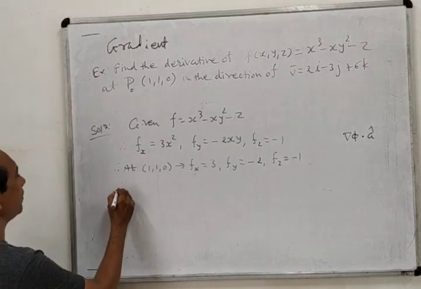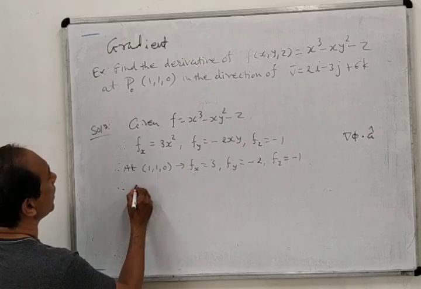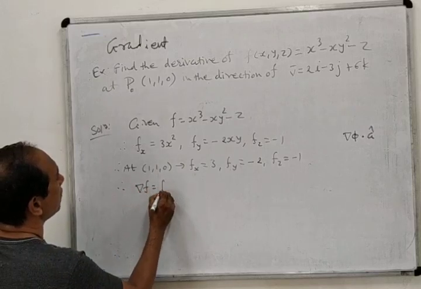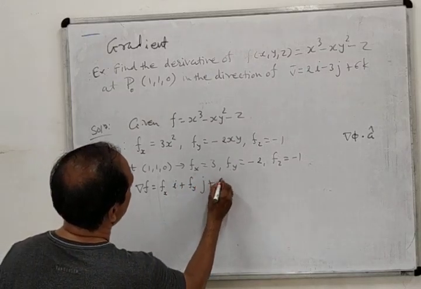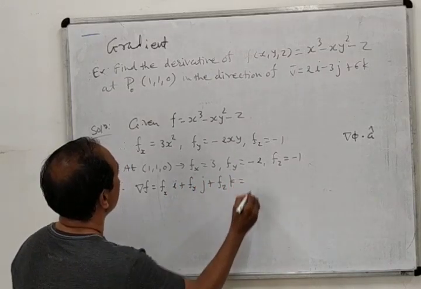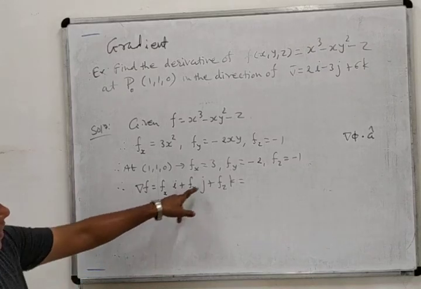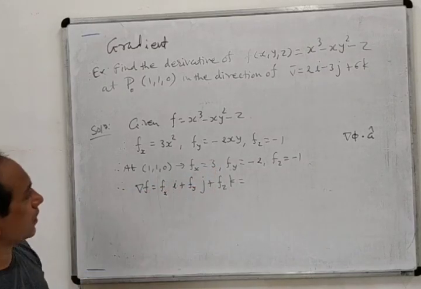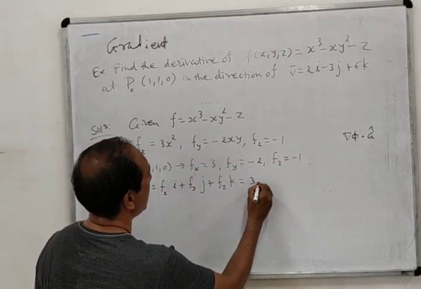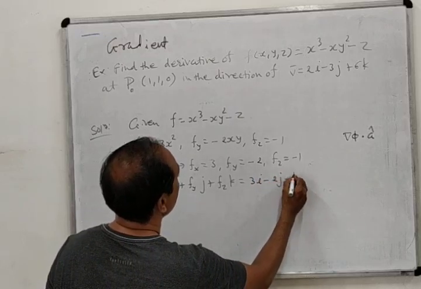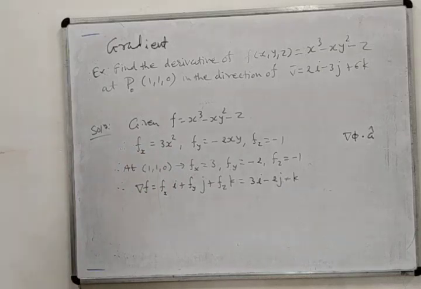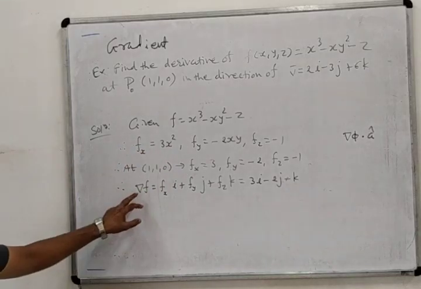So therefore we have gradient of f equal to f x i plus f y j plus f z k. With all the values we have obtained, it is 3i minus 2j minus 1 into k. Okay, the gradient we have already obtained.